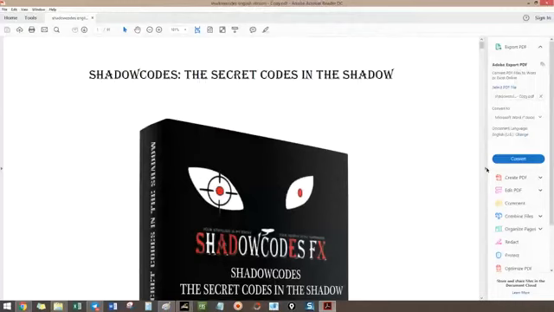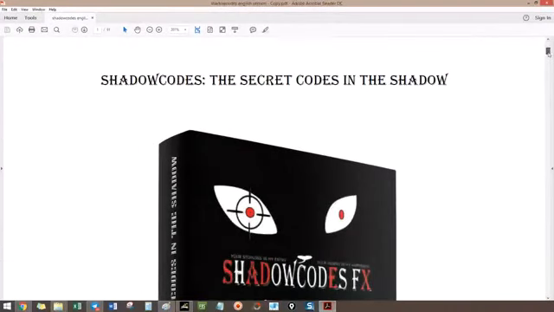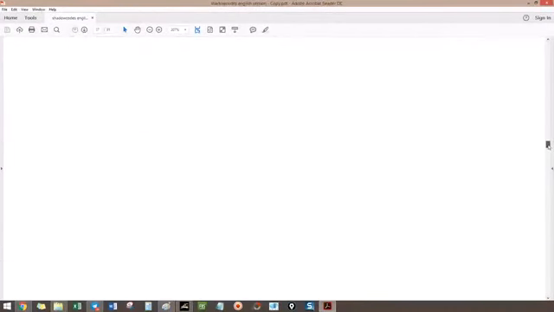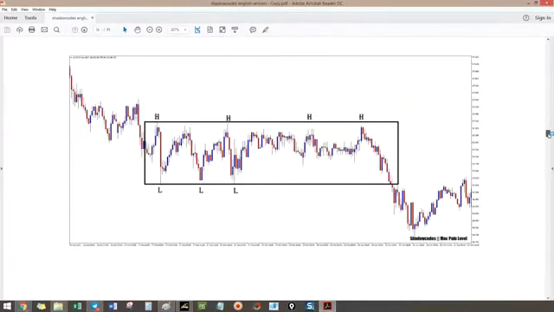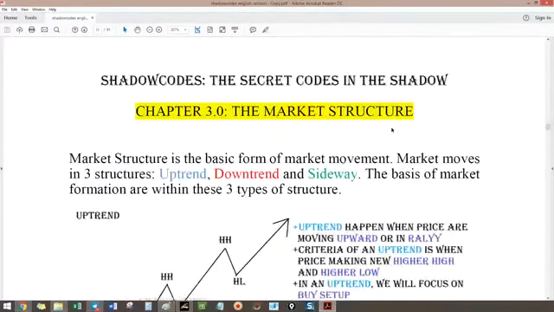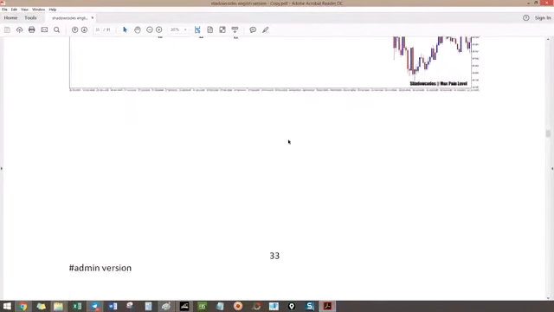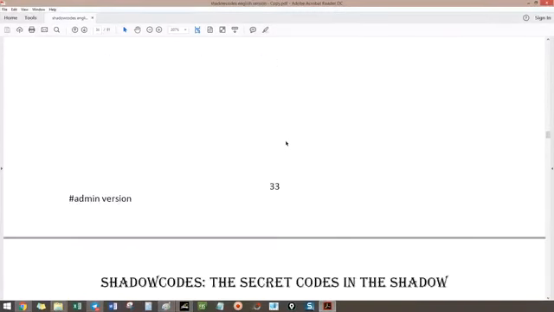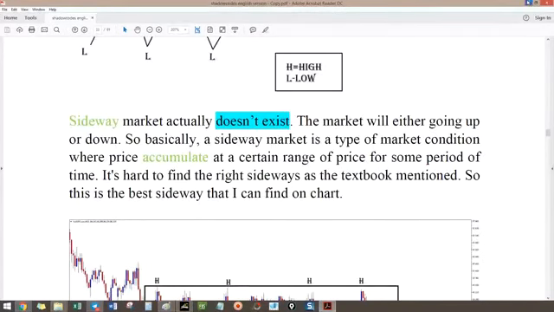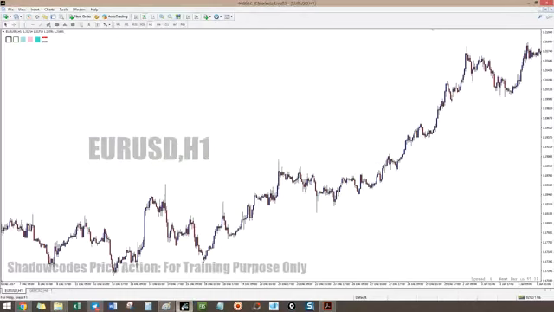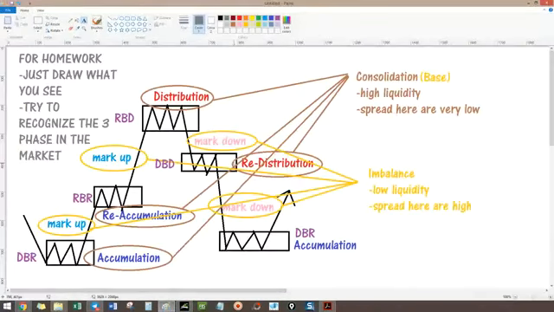Today's topic is regarding market phases. Yeah, we're still in the first and the second page. Okay, so might be the next webinar will be going through chart pattern. All right. Okay, so let me write this. Market phases.